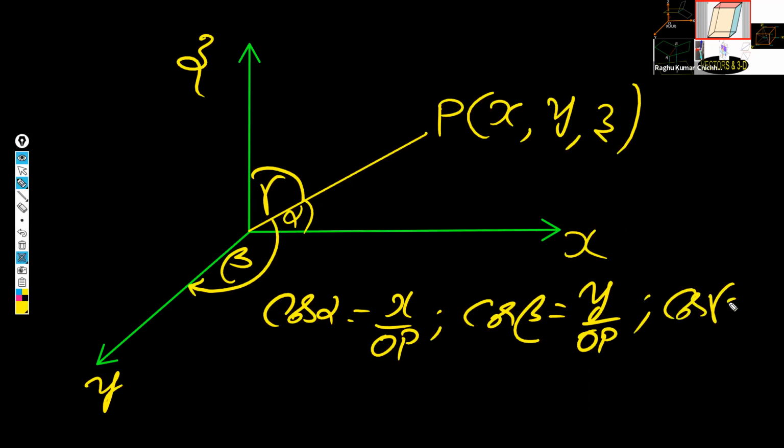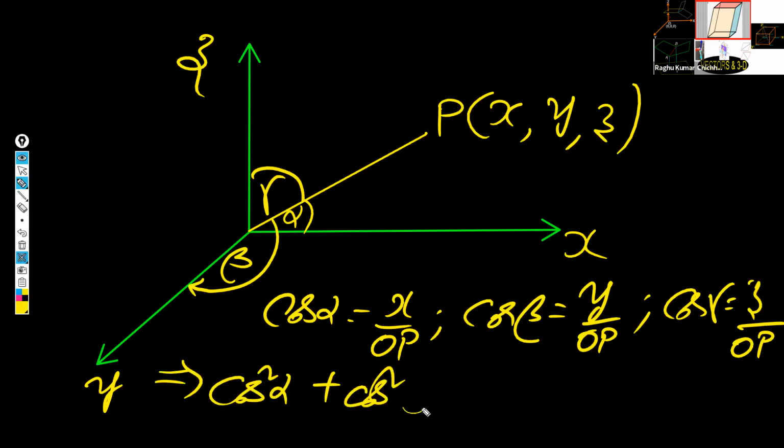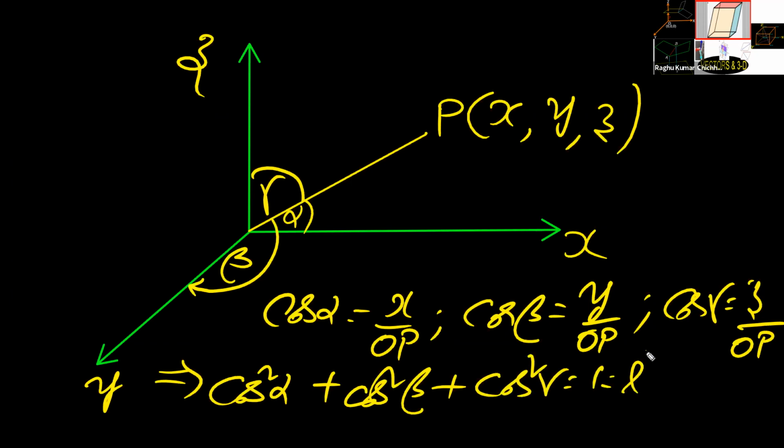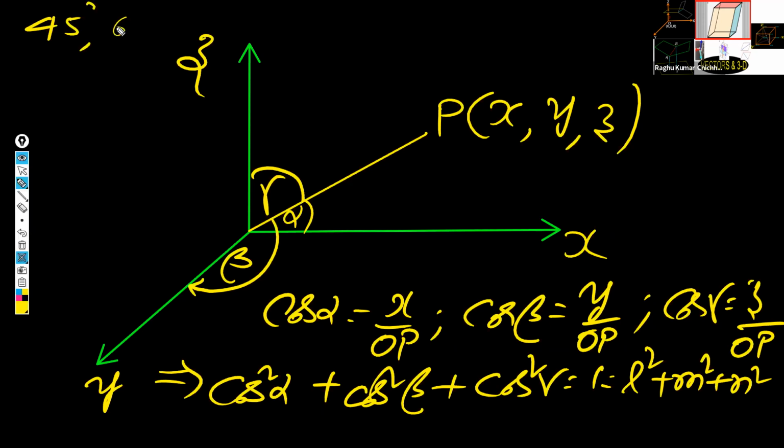Cos gamma gives you z by OP. Squaring and adding them, you get cos square alpha plus cos square beta plus cos square gamma is equal to 1. You have a good number of previous questions on this concept. For example, you will be given a question like this: if a line OP is making angles 45 degrees and 60 degrees with X and Y axis respectively, then what is the angle made by the same line with Z axis?